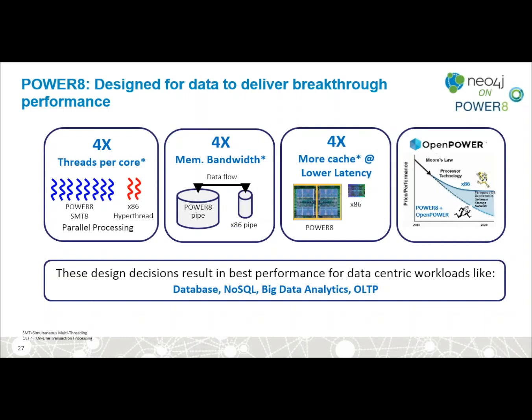The third piece, this is really crucial, right? We have almost 4x more cache per processor and at a lower latency than other competitive platforms. Basically, this allows us to handle larger chunks of data at much higher speeds. Frankly, a very robust cache design is an important factor that impacts transaction latency.